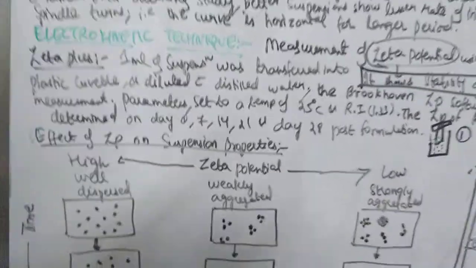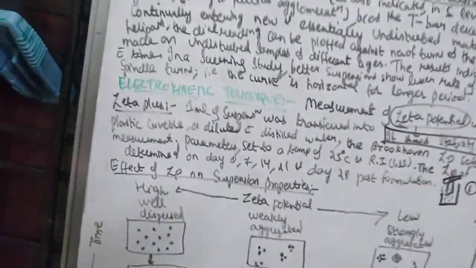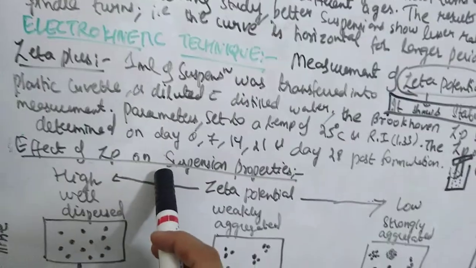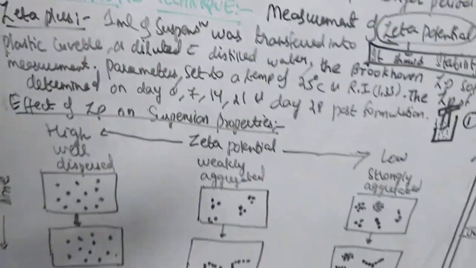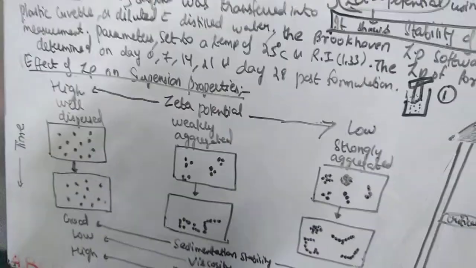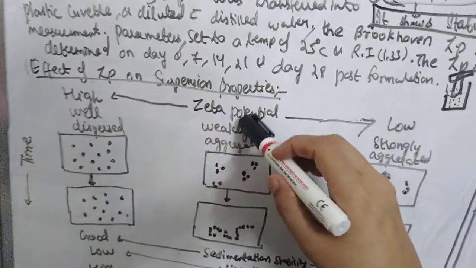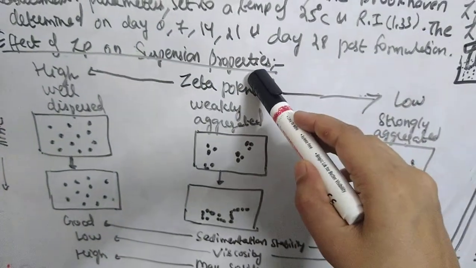Now I want to summarize the effect of zeta potential on suspension properties. We have already discussed this in flocculation and deflocculation. If zeta potential is in a particular range, what will happen? If it is low or high, what parameters will be affected and how will your suspension look?